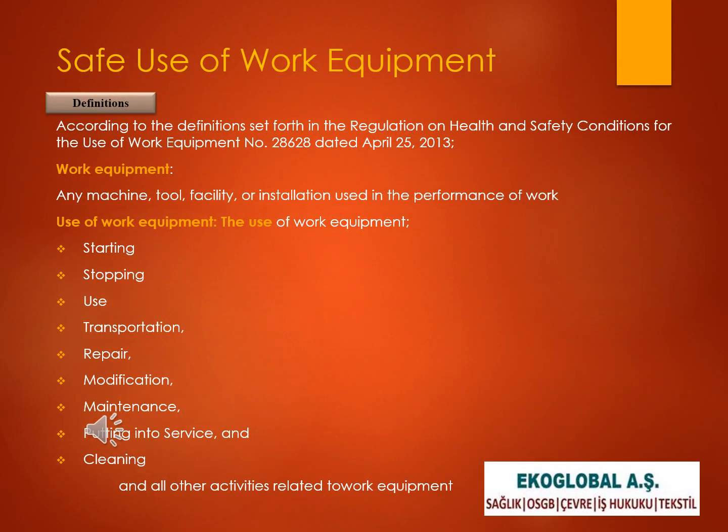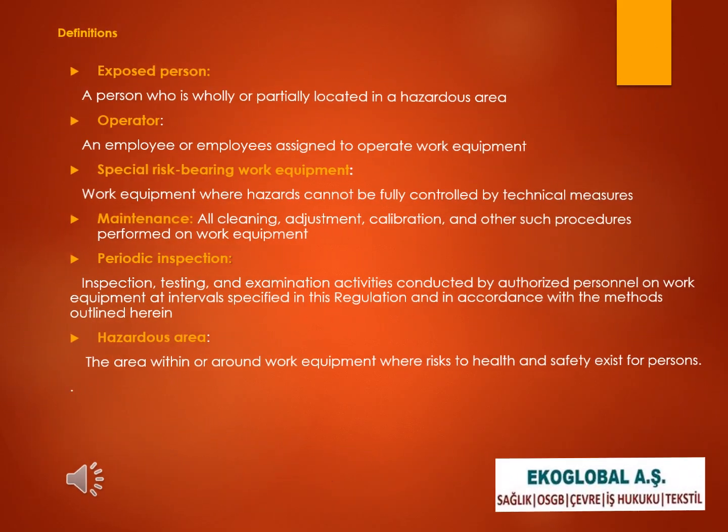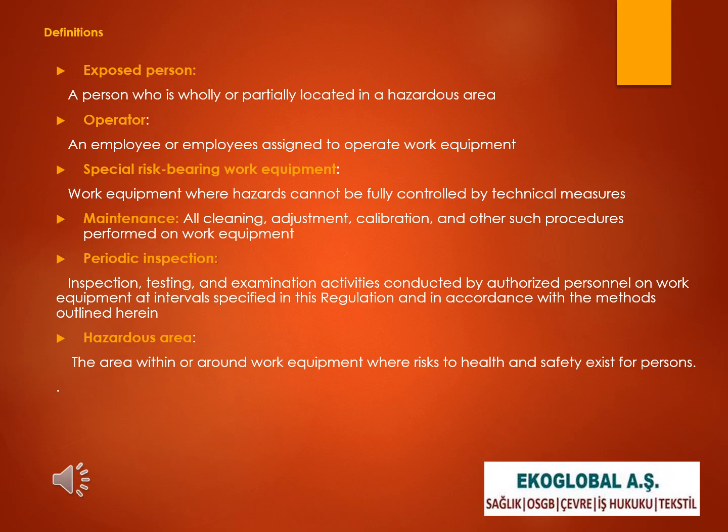According to the Regulation on Health and Safety Conditions for the Use of Work Equipment, work equipment is any machine, tool, facility, or installation used in work, and use covers starting, stopping, transporting, repair, modification, maintenance, commissioning, and cleaning. Exposed person is a person who is wholly or partially located in a hazardous area. Operator is an employee or employees assigned to operate work equipment.